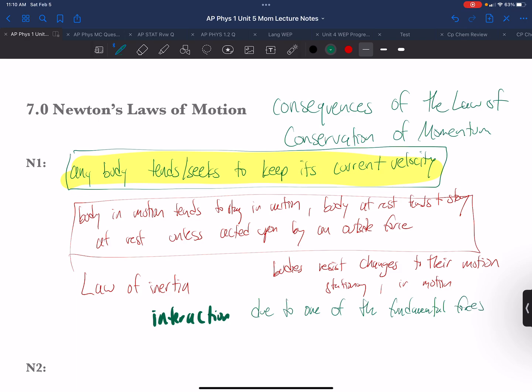And the fundamental forces that are relevant for bodies that we see are the electromagnetic interaction and the gravitational interaction. And as we will see in the upcoming unit, all other references to forces are really just consequences of electromagnetic interactions of bodies. Bodies interact with each other because of electricity or magnetism or gravity. So unless there's some electromagnetic interaction or gravitational interaction between one body and another, the body will keep its current velocity.